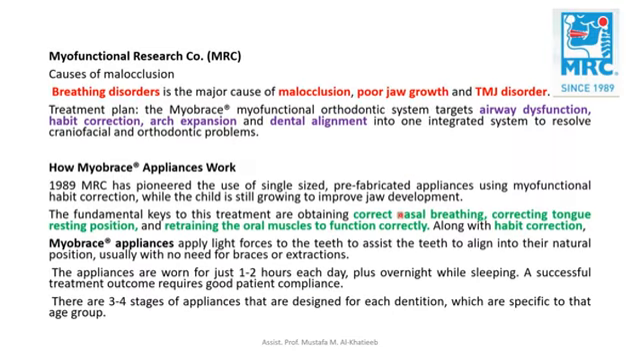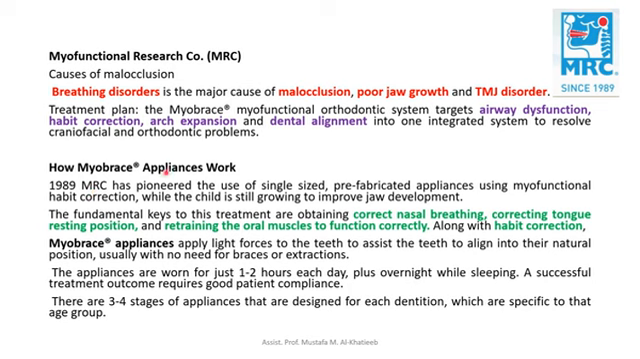Myofunctional Research Company, causes of malocclusion. So breathing disorders are the major cause of malocclusion, poor jaw growth, and TMJ disorders. Treatment plan: the Myobrace myofunctional orthodontic system targets airway dysfunction, habit correction, arch expansion and dental alignment in one integrated system to resolve the craniofacial and orthodontic problems.